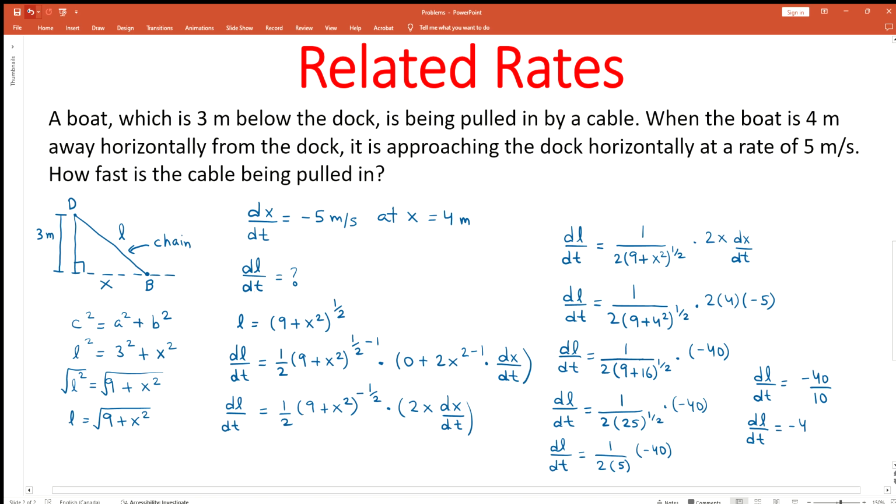And the unit is meters per second because that's the given unit for rate of change in the problem. We get a negative answer for dL/dt because as the boat approaches the dock, the length of the cable decreases. That's why dL/dt is a negative value. This should be the final answer for this problem. So these are the steps you have to keep in mind to solve a problem like this one.